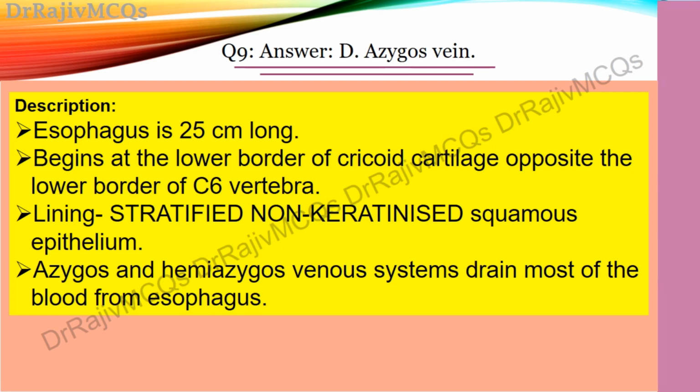The venous drainage is through inferior thyroid, azygous, hemiazygous, intercostal, bronchial, left gastric and short gastric veins. But the azygous and hemiazygous venous systems drain most of the blood from the esophagus. The pharyngoesophageal junction is the narrowest part of the digestive tract after the vermiform appendix.